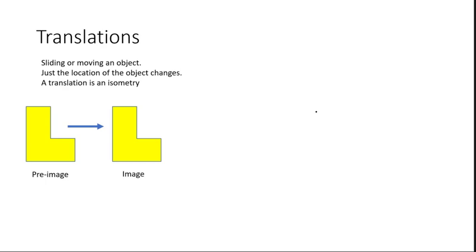So the first one is a translation, so make sure you know what this is. A translation is a sliding or moving of an object. So what we're doing is we're just changing the location of the object. If we're just moving the location, we're not changing the size of the shape at all. This would be an isometry because isometry keeps the shape and keeps the size the same. Now what does this look like? Well, right here, if we took this shape, and this would be our pre-image, and moved it over to this location, that would be your image, that's your output. That would be a translation.